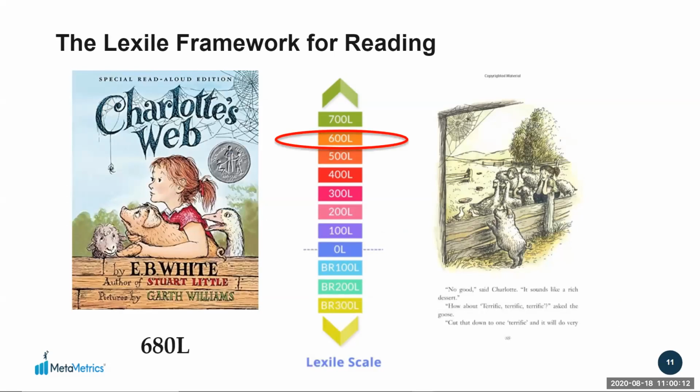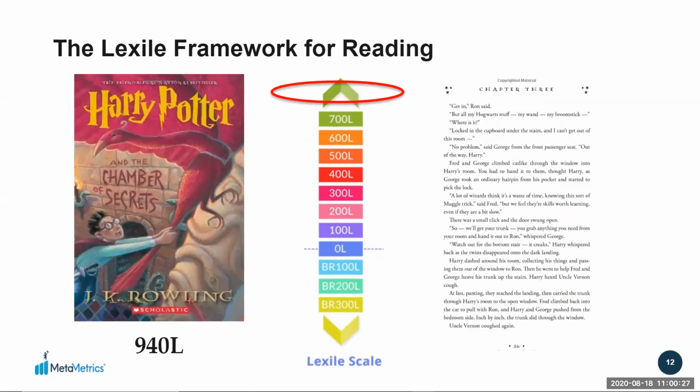As we continue up the scale, we see Charlotte's Web measures 680L on the Lexile scale. A chapter book with complete sentences and paragraphs, but yet still obviously written for younger readers. Coming up a bit more, here's Harry Potter and the Chamber of Secrets at 940L, a great example of that range where the largest number of books fall on the Lexile scale, in the 800Ls and 900Ls.